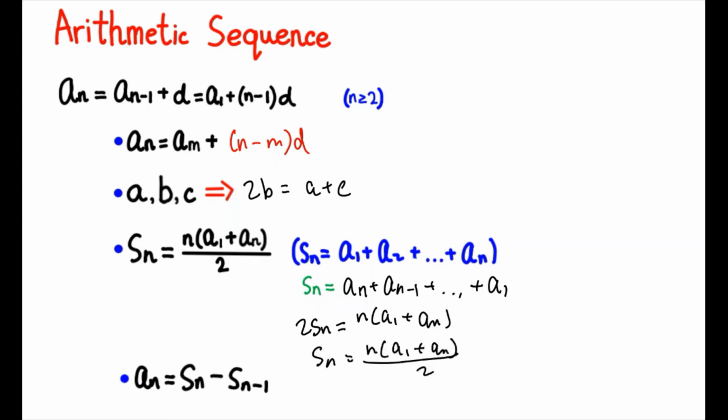Lastly, an is equal to Sn minus Sn minus 1. This is because Sn is just equal to a1 plus a2 all the way to an. And then subtracting that by Sn minus 1, it'll all cancel out except for an.